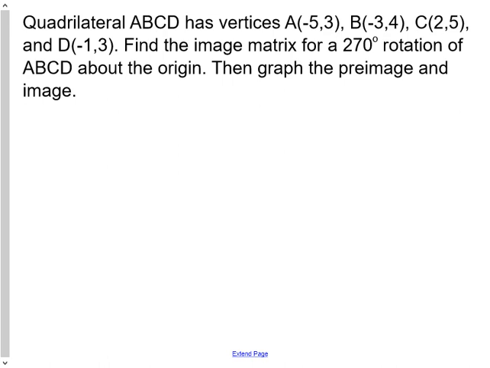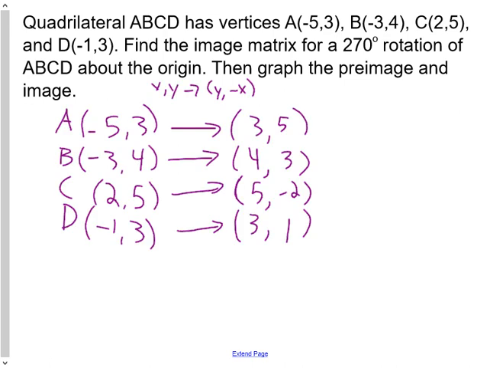Quadrilateral ABCD has vertices (-5, 3), (-3, 4), (-2, 2), and (5, -1), 3. Try this on your own. Pause the video and see if you can find an image for a 270 degree rotation. We'll check if you match. So here are our image points. You'll need to pause the video to write them all down and match. But basically, the x values flip to the y's and flip their sign because this is a 270 degree rotation. And the y just flips to the front. So this 3, 4, 5, 3 stayed the same.